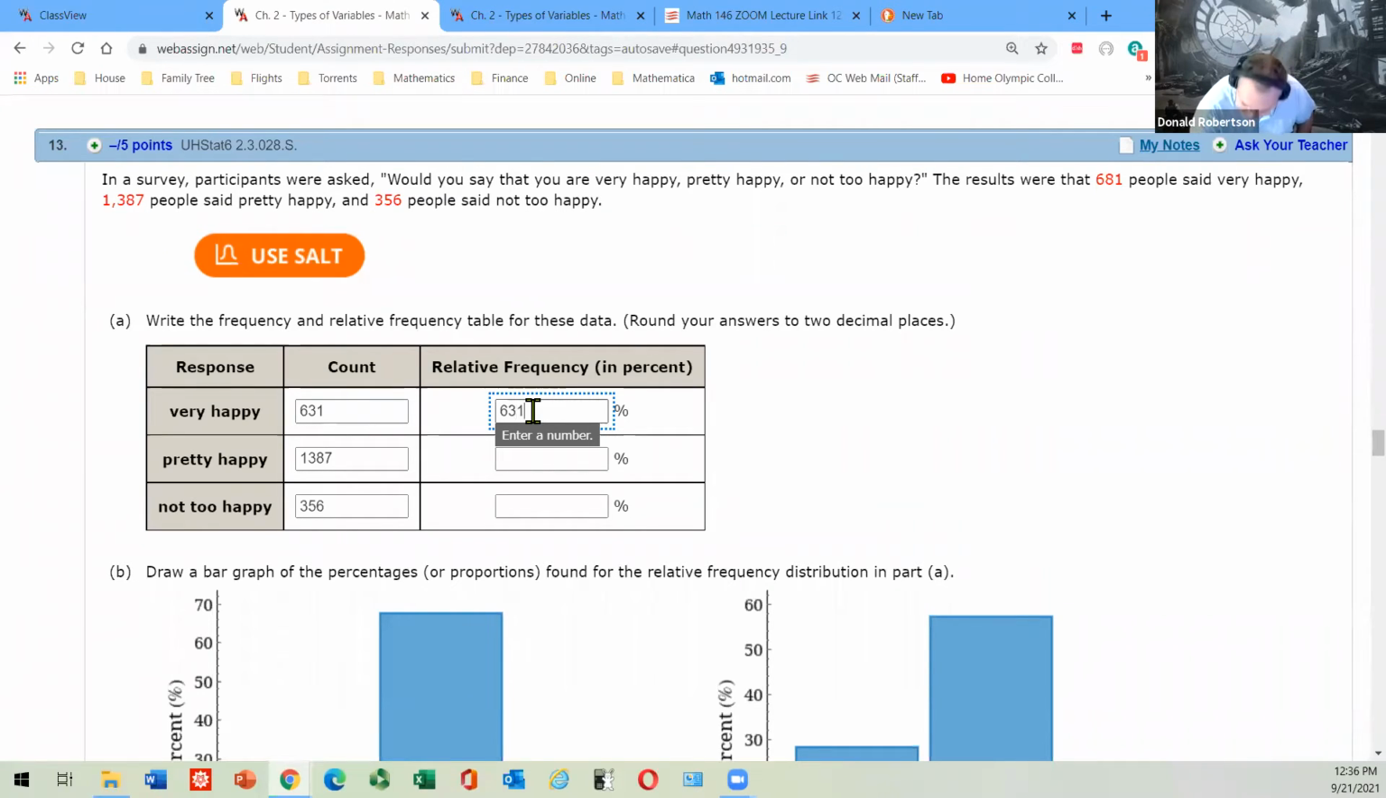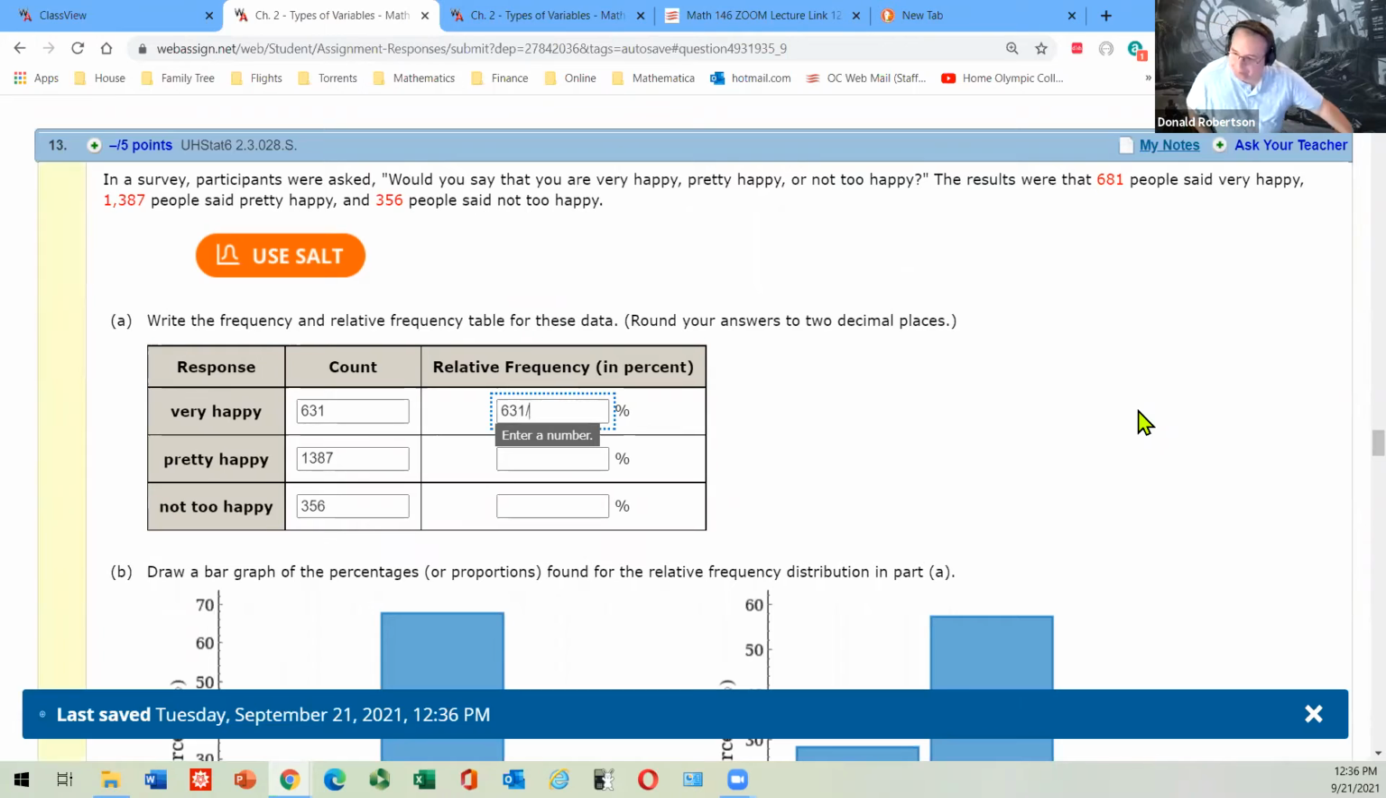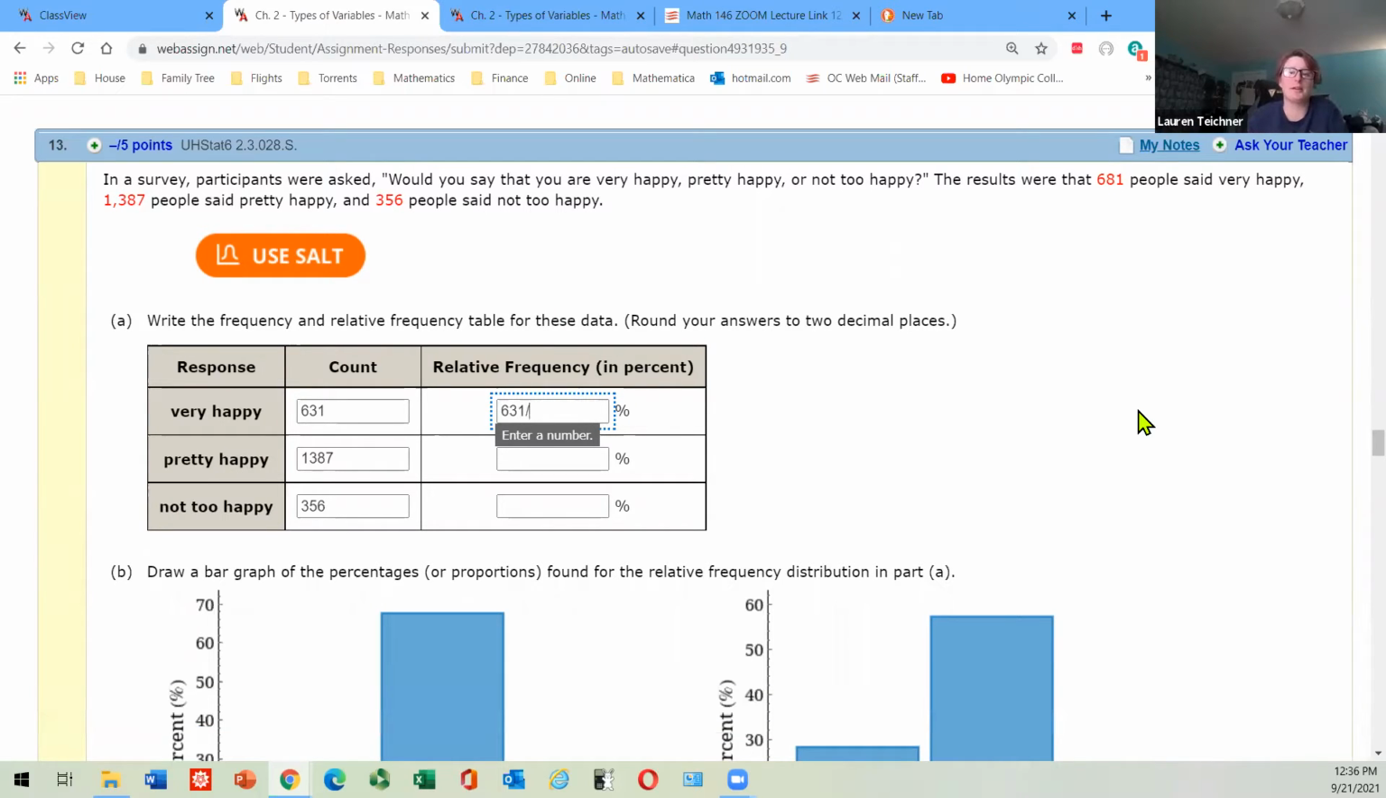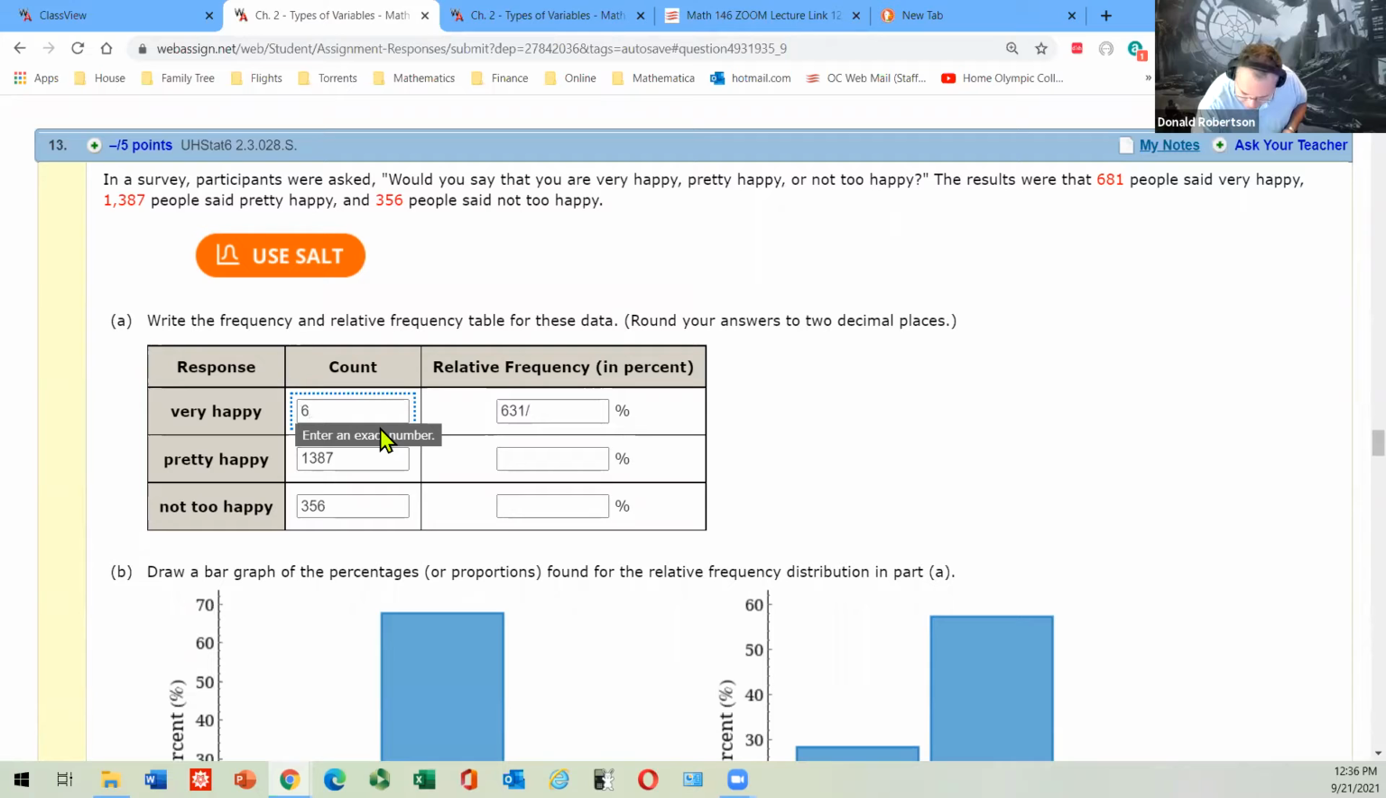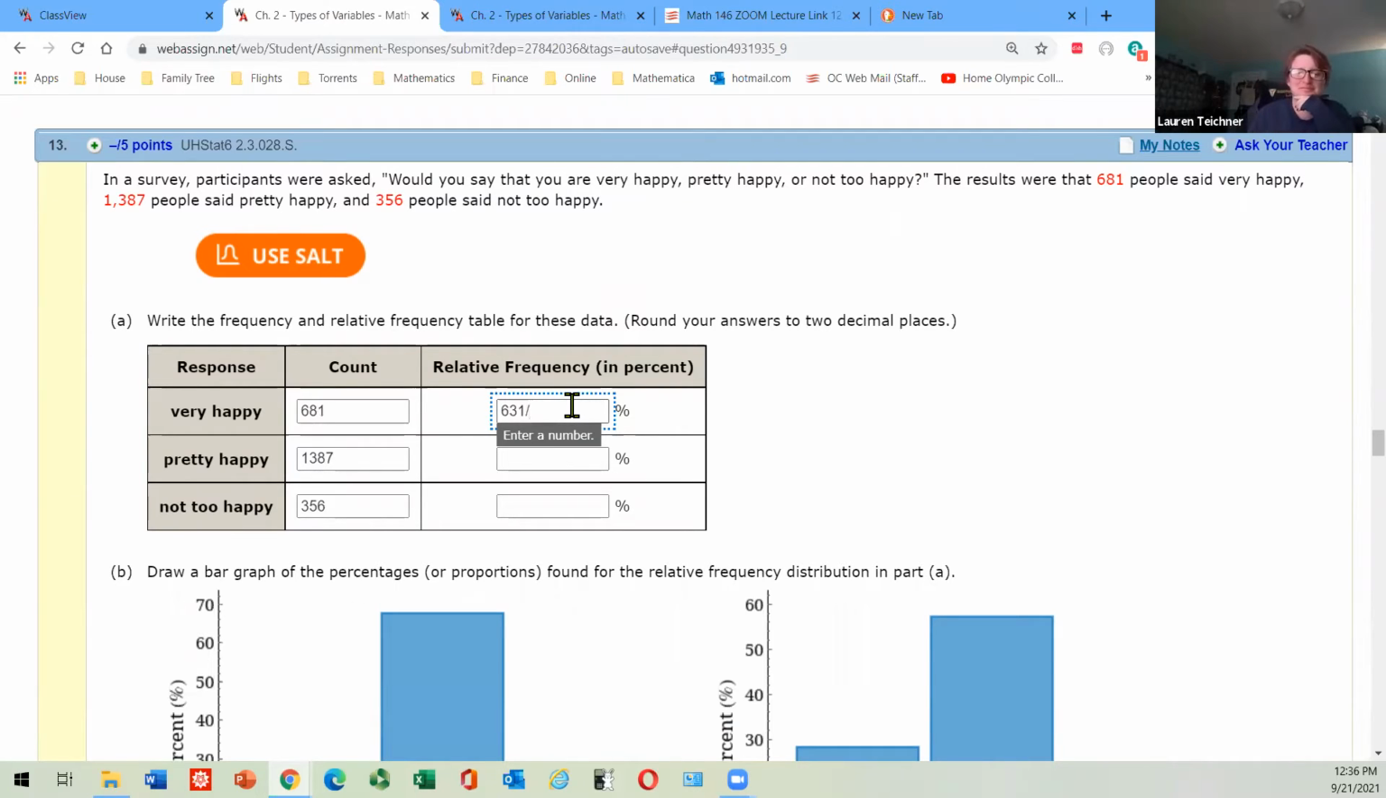681 divided by, okay. What number will I have to divide it by? You don't need to tell me what the number is, but tell me what I would need to do to get that number. Your number for people who are very happy is incorrect. It's 681, not 631. Good grief. Oh, I just hit the wrong button. There we go. Okay, now back to my first question then.